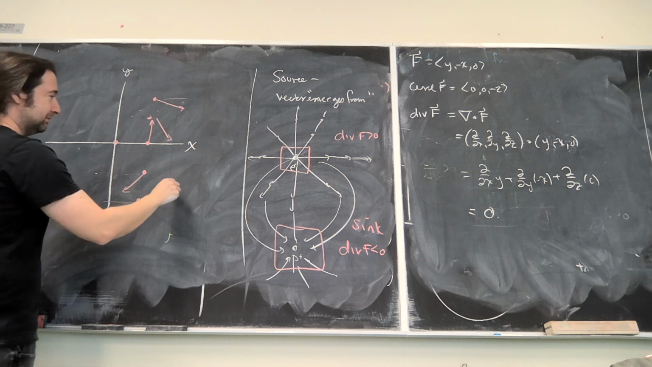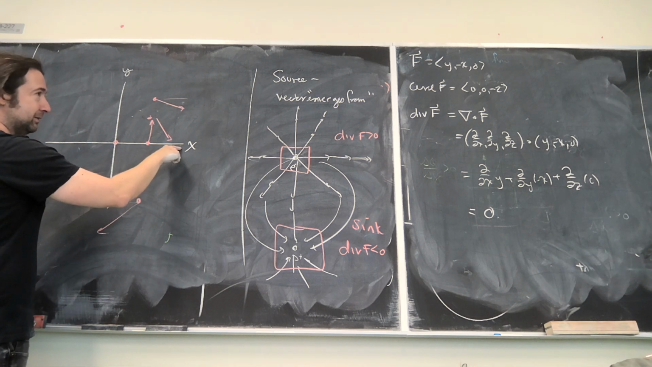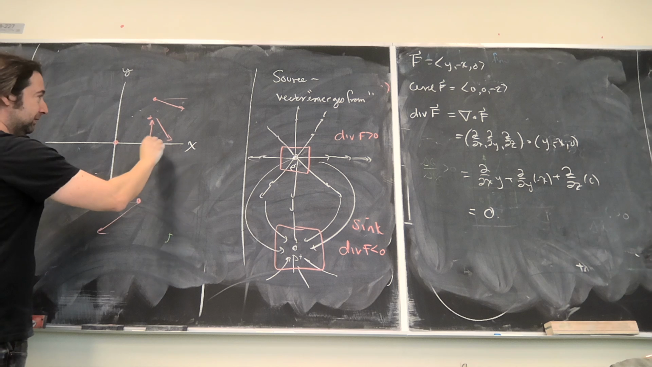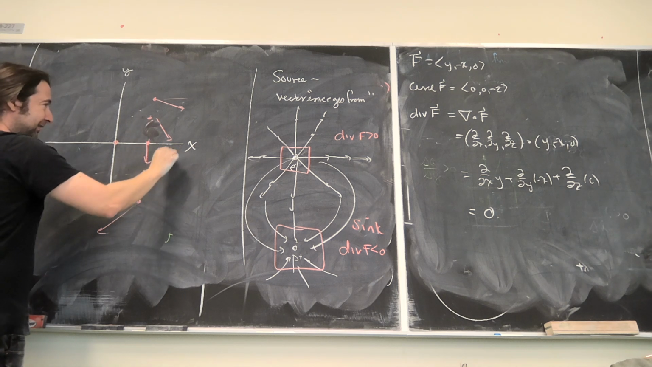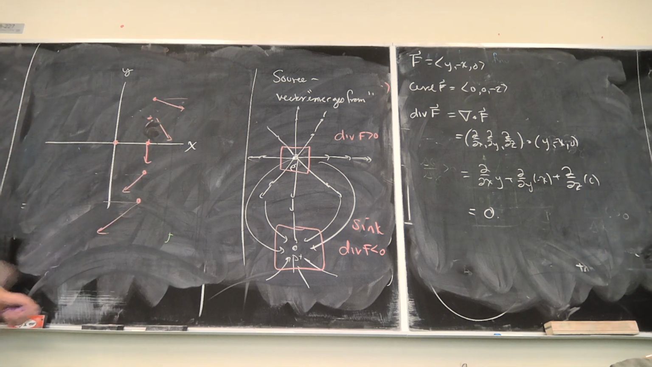0, 0, zero, negative 2. For 1, 0, wouldn't it be 0? Is this negative? Did it go this way? Yeah. Oh, okay. That's why I'm so confused. Okay, my bad. All right.